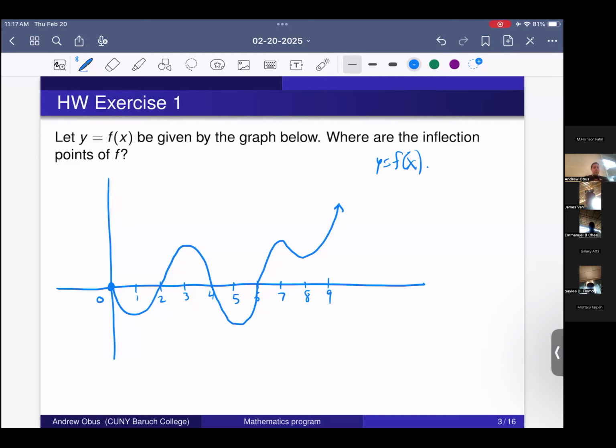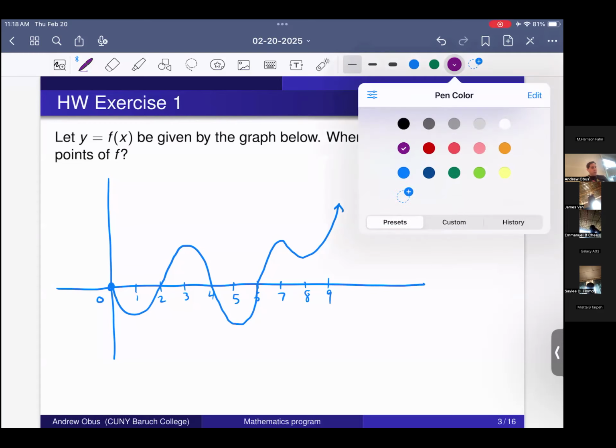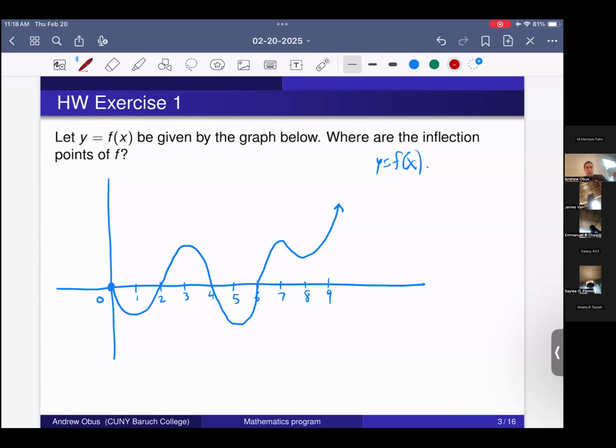And for the first question, we want to know just where the inflection points are. So we want to see, basically from looking at this graph, where does it go from concave up to concave down, and where does it go from concave down to concave up? Any place where one of these things happens is going to be an inflection point. And instead of writing down the numbers of where they are, I think we can just go ahead and label the inflection points on the graph, right? So we're just going to label the inflection points in red.